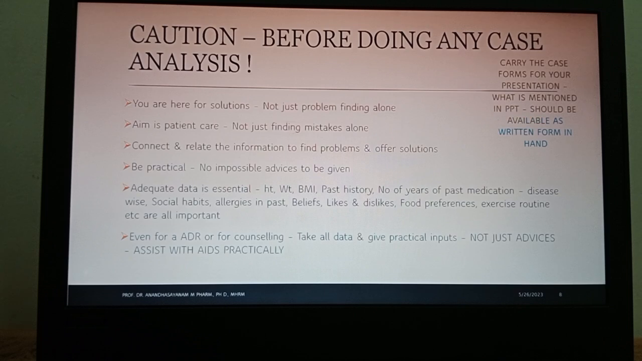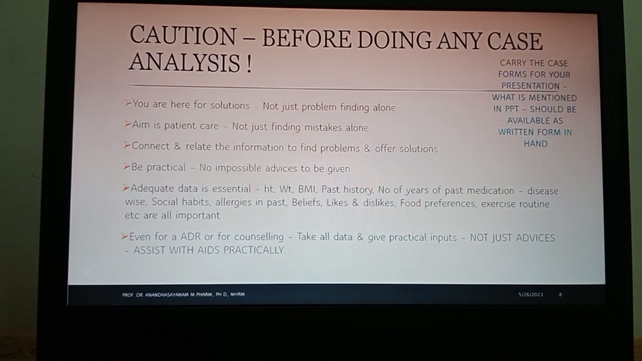Please try to understand that you need to be practical and don't give any impossible advices like taking kiwi juice, taking tofu in India, right? So you have to talk here with what's available in the present situation for the patient. You cannot give impossible advices, right?